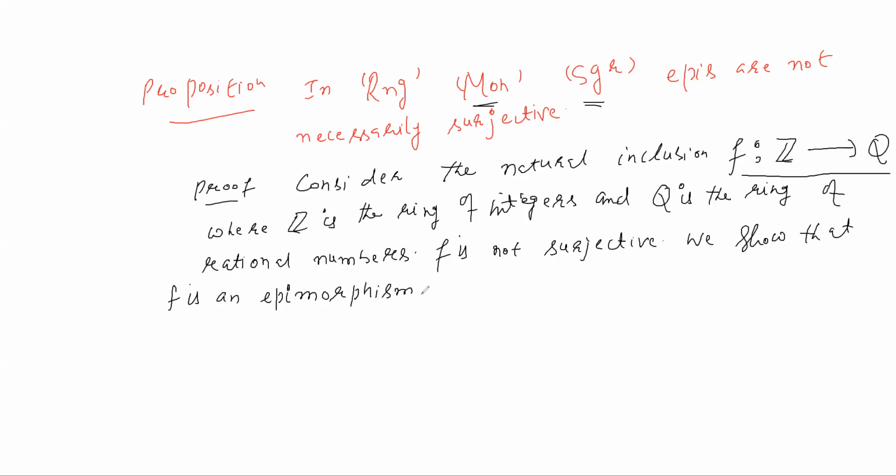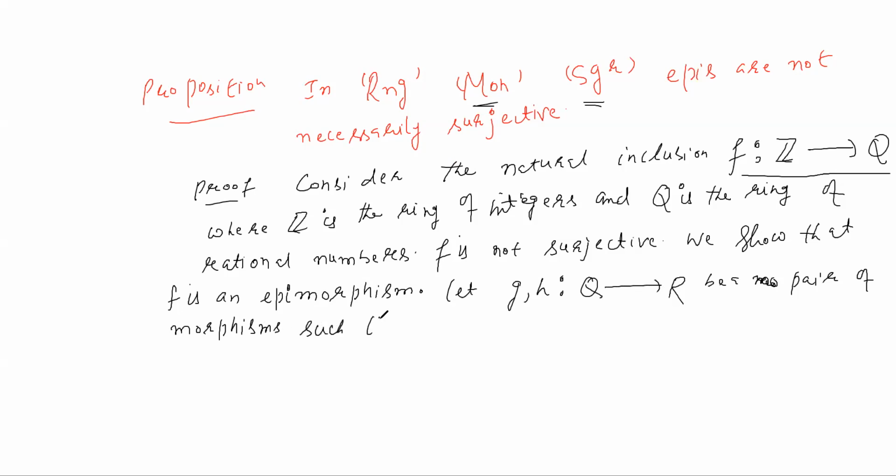So for this, let us choose any pair of morphisms G, H from Q to any ring R, a pair of ring homomorphisms, such that H composition F is equal to G composition F.